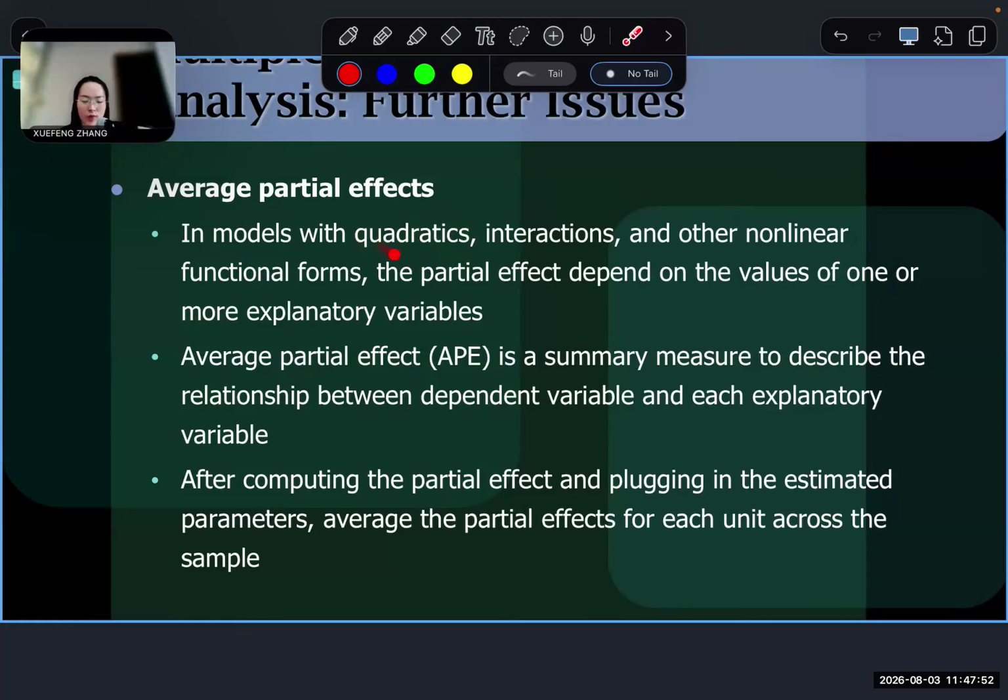In models with quadratics, interactions, and other nonlinear functional forms, the partial effect depends on the value of one or more explanatory variables. What does it mean? It means that with quadratics or interactions, the partial effect isn't one number, right, as I showed you before. It depends on another variable. So it depends on x. How do we report one summary number?